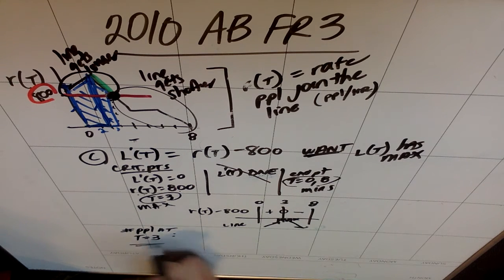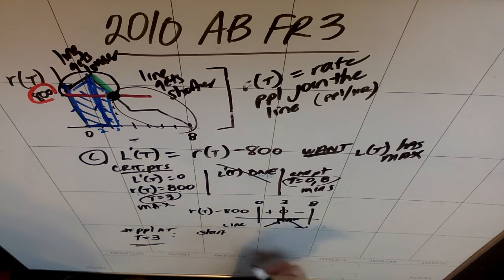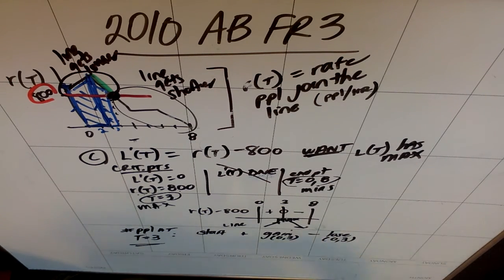Well, if I want the number of people at t equals 3, really what this boils down to is how many people started in the line at the beginning, plus how many people did we gain in the window from 0 to 3, and minus how many people left the line in the window from 0 to 3. That's really what this is going to be. How many people were standing in the line the moment the park opened?